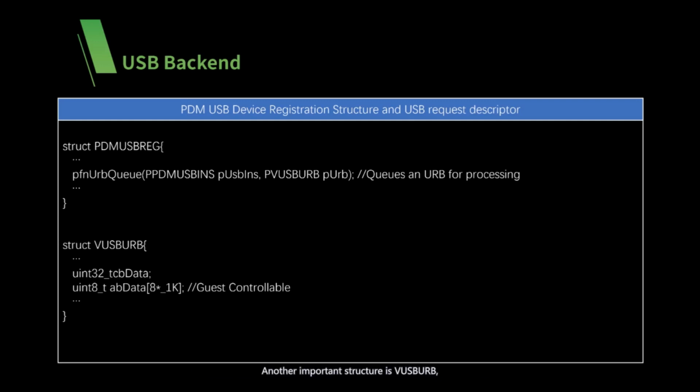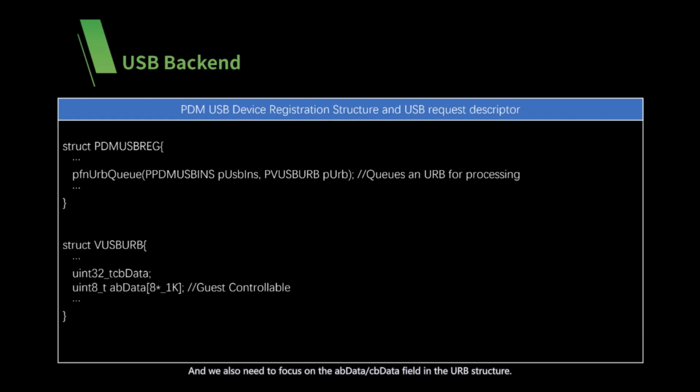Another important structure is VUSBIRHCONFIG, which defines the bridge between USB controller device and the USB backend. As mentioned earlier, after the USB controller receives the USB data packet from the guest, it first sends it to the URB. URB marshals the data and then sends it to the USB backend for processing. Therefore, the URB marshalling process needs our attention.